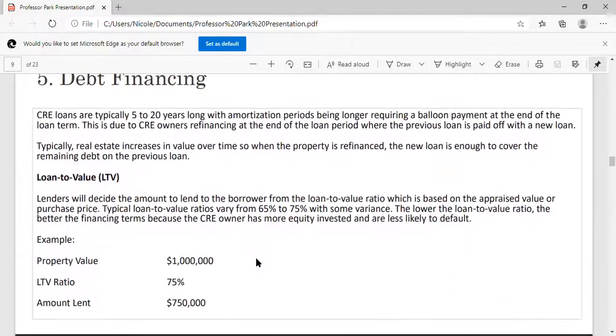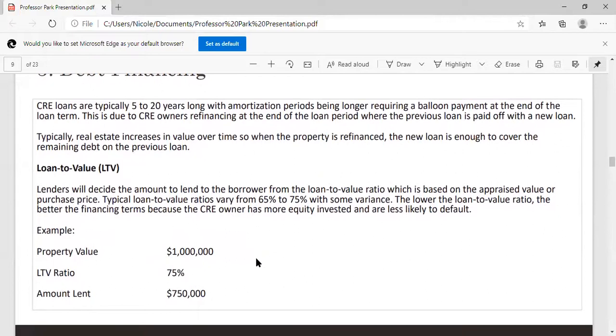So commercial real estate loans are typically 5 to 20 years long. And their amortization periods are longer with a balloon payment at the end. And this is usually because the commercial real estate owner will refinance at the end of the loan period. And so that balloon payment will be paid off typically by the new refinanced loan that the owner will get. And commercial real estate typically increases in value, so that's usually not a problem. And there's more than enough of the new financing to cover the old debt.